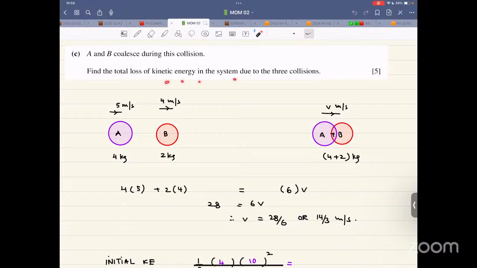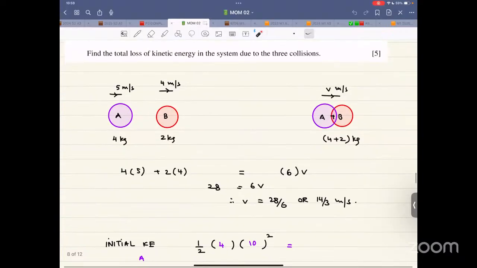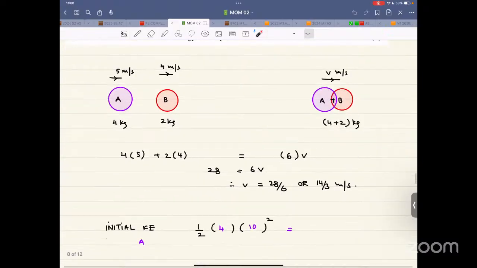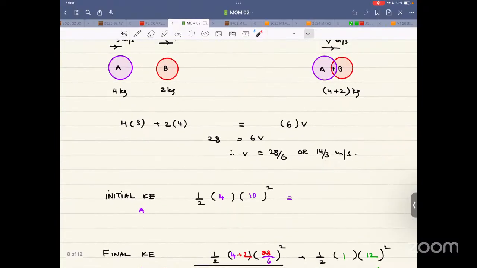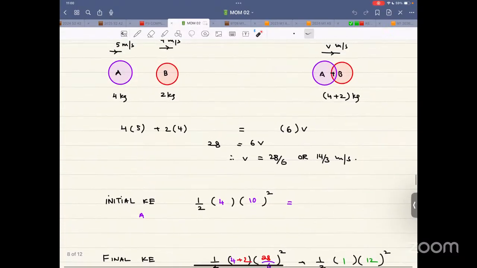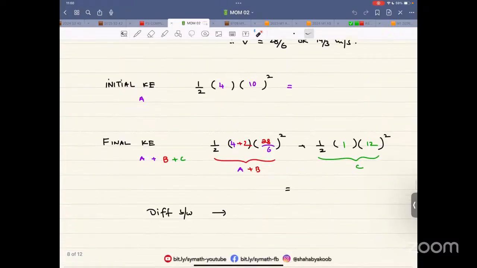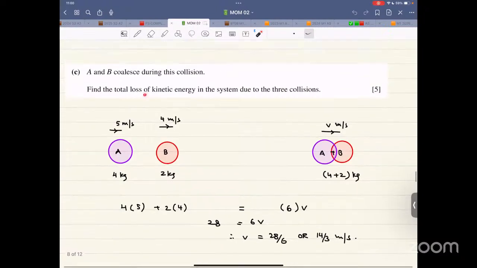Find the total loss of kinetic energy in the system due to the 3 collisions. So now this is A, this is B, this is the second collision. During this collision, this is 4 plus 2, 6 into V. This comes out to be 14 over 3. Initial kinetic energy is half into 4 into V squared. Final kinetic energy is compared with the initial kinetic energy at the beginning of the journey.